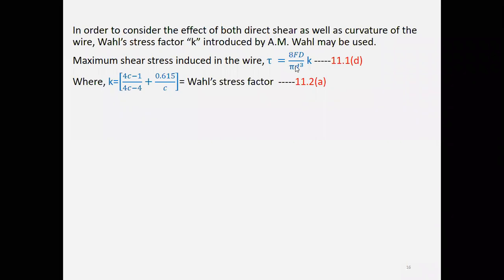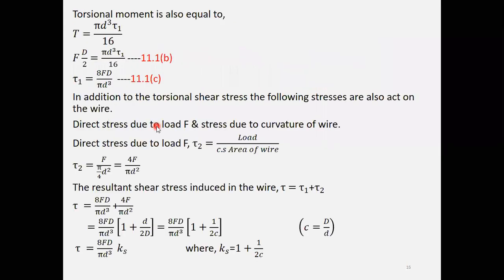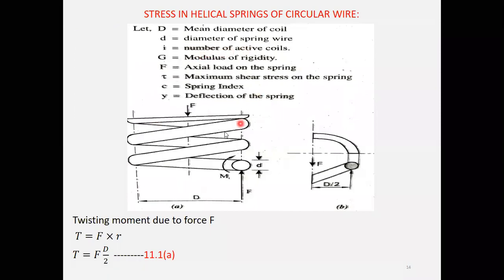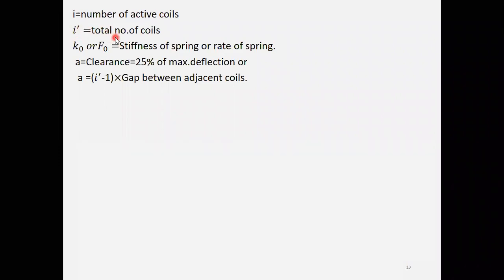Do you have any doubts, or have all of you understood? Hello, sir. Yes. Sir, in the spring terminology, what do you mean by I, sir? Number of active coils. See here, these are the coils. In that, how many coils are there? That is the active coils. And previously, here you can see that I dash is nothing but the total number of coils. In the spring there will be 5, 6 or 7 coils. In that, active coils are different and the total number of coils are different.